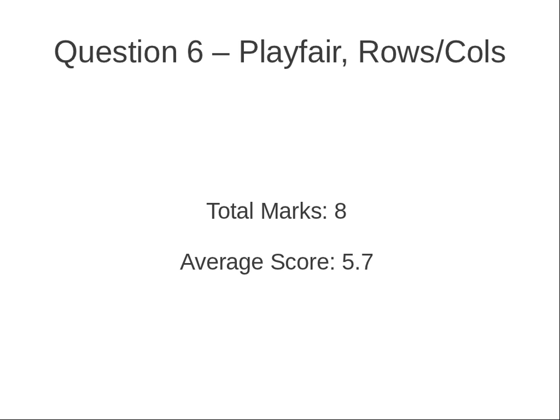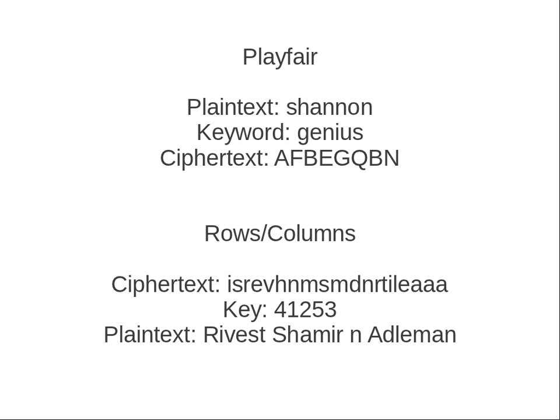Playfair, rows column, not so hard, at least the first part. Shannon, genius, some random combination of letters, AF. Some people got mixed up B and E, or many people had EB. I don't know why, but many people got everything correct except they had EB. There were 2 letters and they read them in the wrong order. But multiple people got that wrong. They got some marks, but just one pair was wrong.